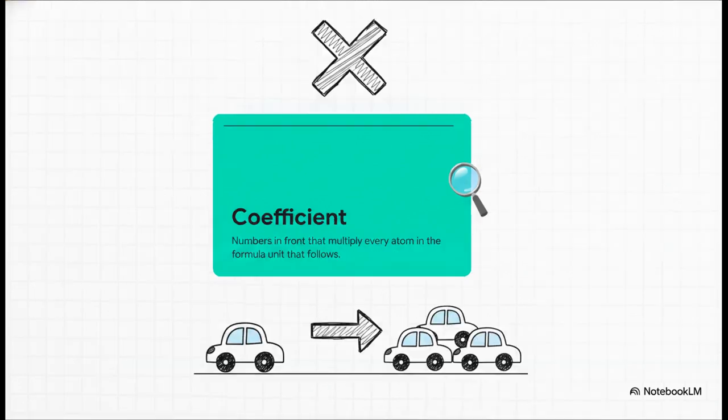Okay, tool number 2 is the coefficient. Now, unlike that tiny little subscript, the coefficient is the big number placed right at the very front of the entire chemical formula. And because it sits right at the front, it has a massive job. It multiplies every single atom in the entire chemical formula unit that follows it. Think of the coefficient as a giant multiplier that scales up the whole molecule. So if a subscript tells you how many wheels are on one single car, the coefficient tells you how many whole cars are parked in the lot.